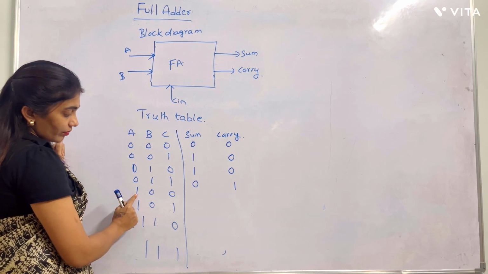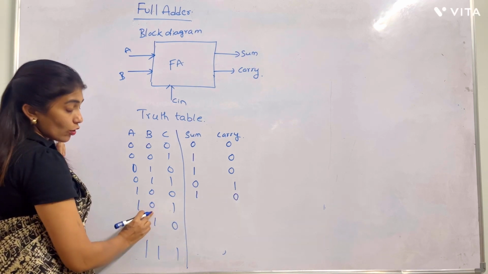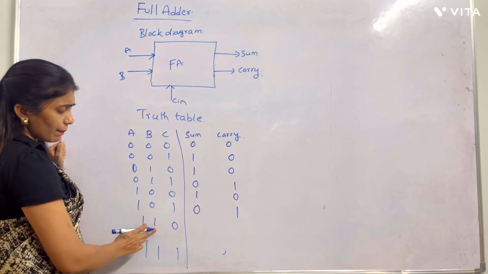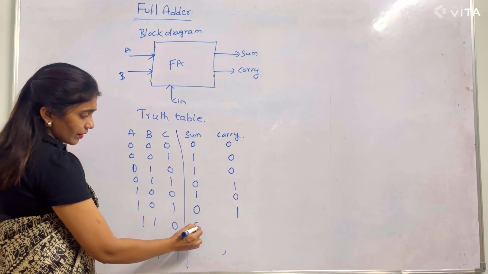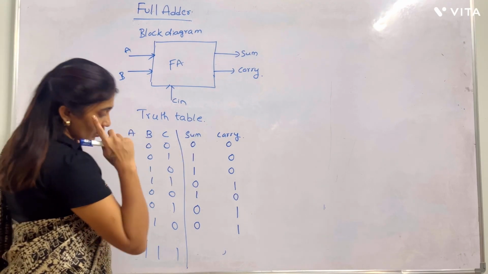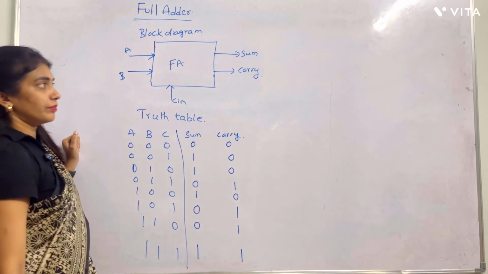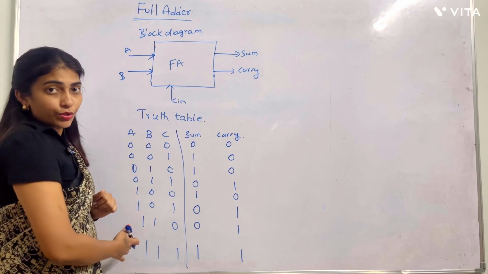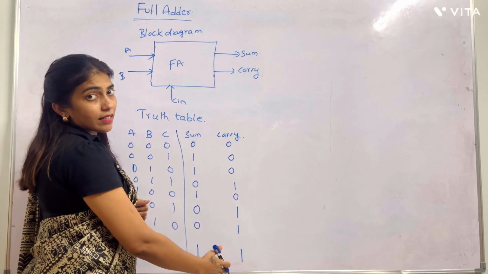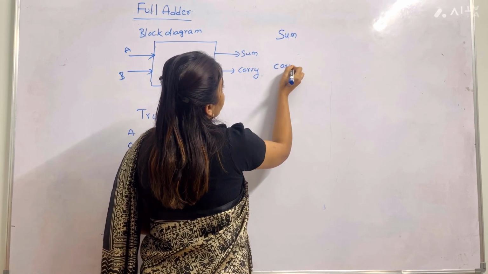Next, 1 plus 0 plus 0 is 1, sum 1, carry 0. Next, 1 plus 0 plus 1 is 0, carry 1. 1 plus 1 plus 0 is 0, carry 1. Next, 1 plus 1 plus 1. If you have three ones, you know already, the sum value is 1 and the carry value is 1. So this is the truth table. In this truth table we got the sum answer and the carry answer, two outputs, sum and carry.